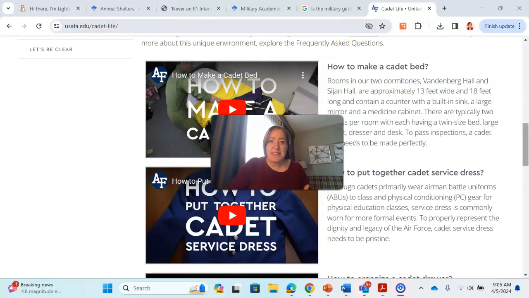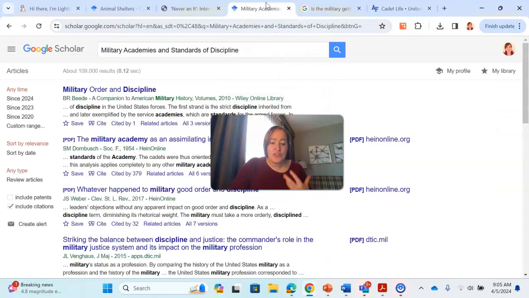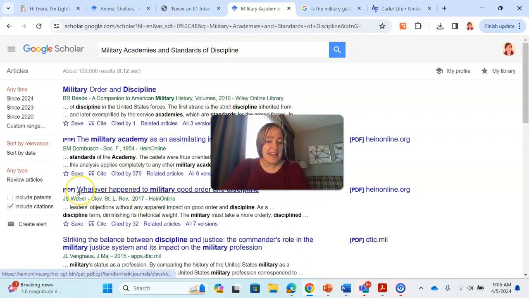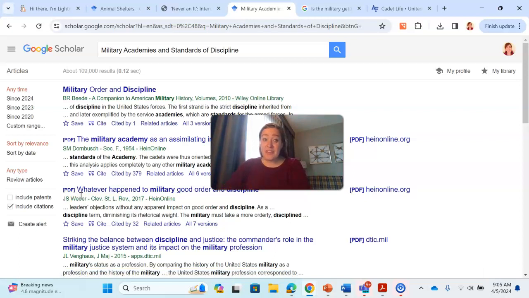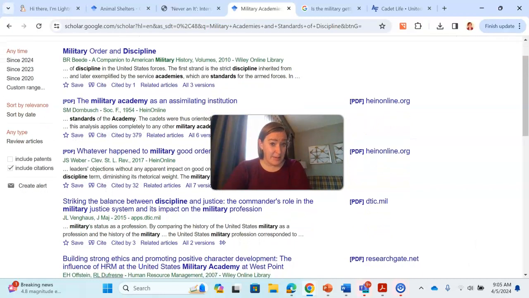So what happens if we jump back out to Google Scholar and put in a phrase like military academies and standards of discipline? Well, notice that we're going to start to see things coming up like military order and discipline. This comes from a military history journal in 2010. Oh, in 2017, someone is asking, whatever happened to military good order and discipline? So this means that this writer thinks that military good order and discipline is disappearing.